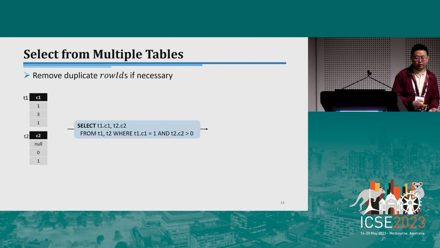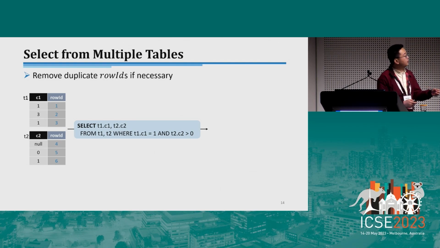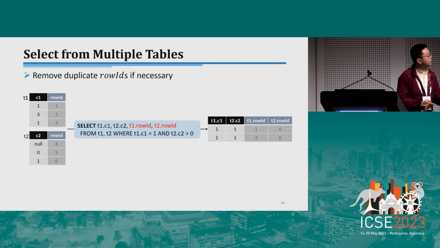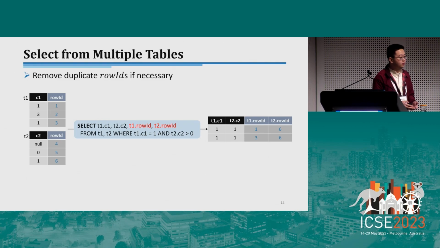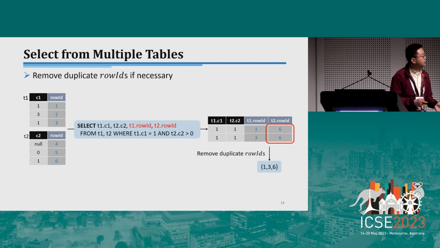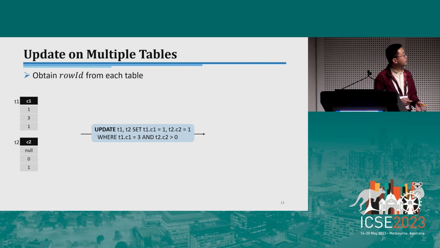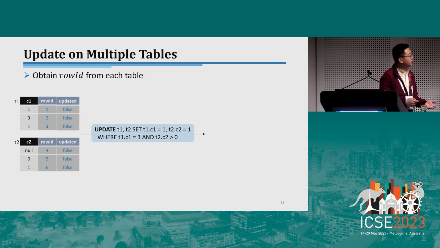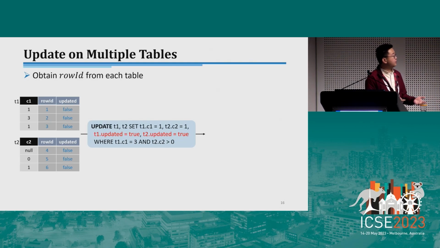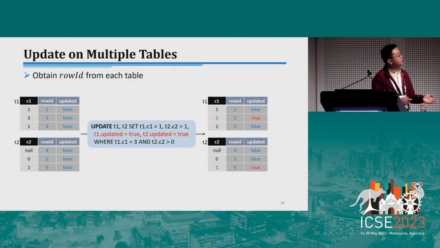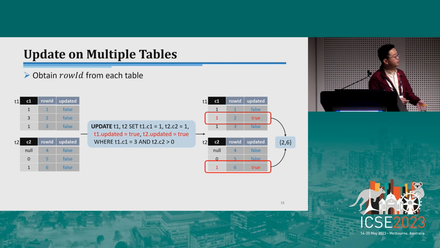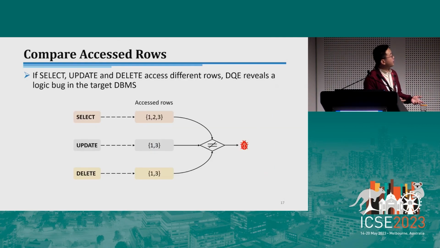When selecting from multiple tables, we add rowID to each table and rewrite the select statement. After that, we execute the new select statement and obtain the rowID from its query result. Because of the join operation, a rowID can appear more than once, so we remove the duplicate rowIDs if necessary. When updating multiple tables, we add the rowID and updated column to each table and rewrite the update statements. After that, we execute the new update statements, obtain the rowID from each table, and combine them together. When we get these accessed rows, we compare them. If they access different rows, DQE will reveal a logic bug.